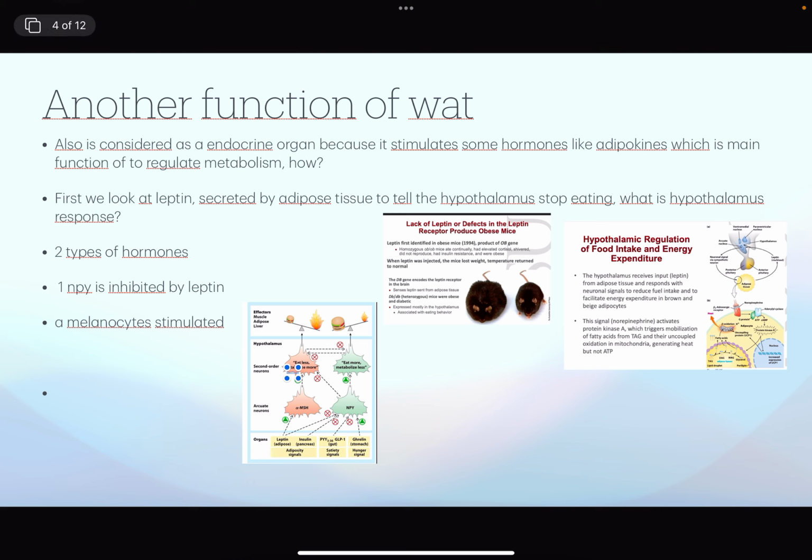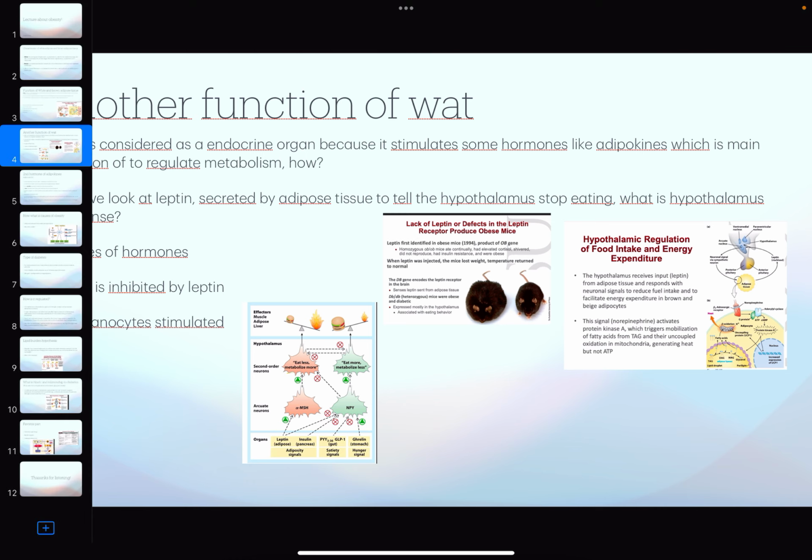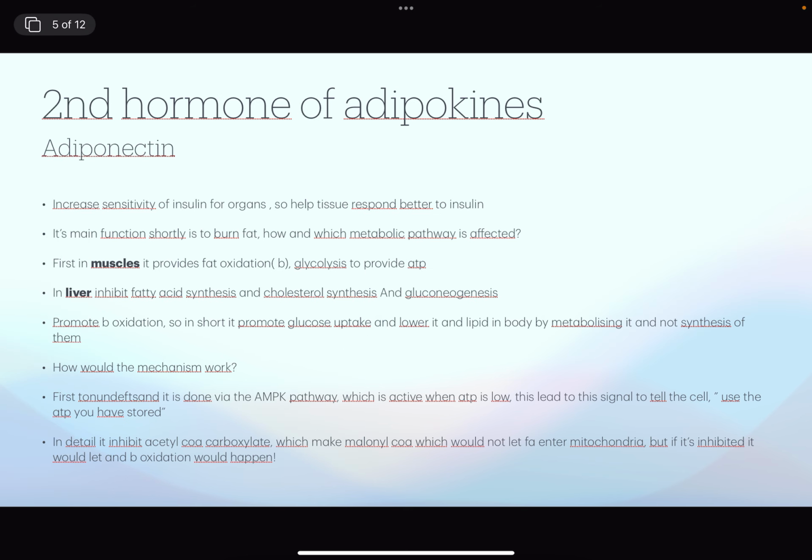Now, the first adipokine we mentioned is leptin. And the second adipokine is adiponectin. And this is a very important hormone. Why? Because it increases the sensitivity of organs to insulin, so it helps tissues respond better to insulin. And its main function, shortly, is to burn fat during energy states, or when we need to burn fat to produce energy.